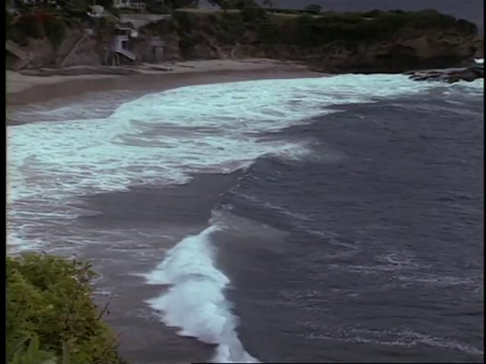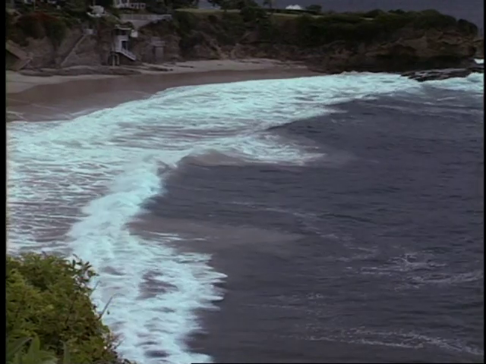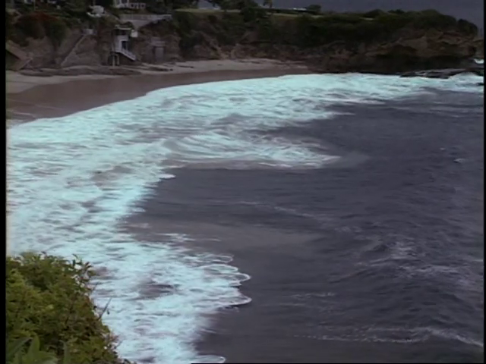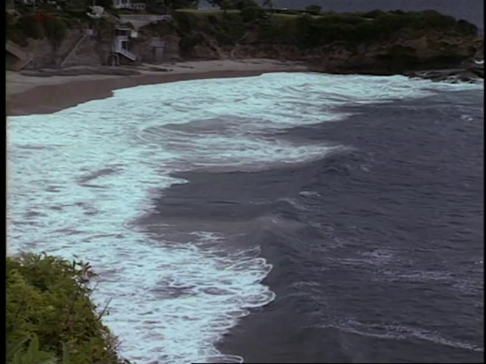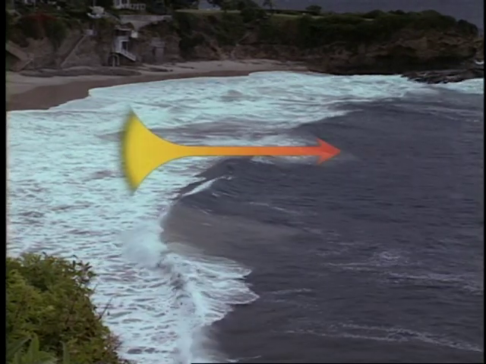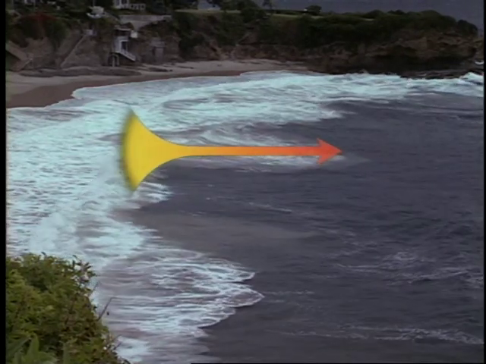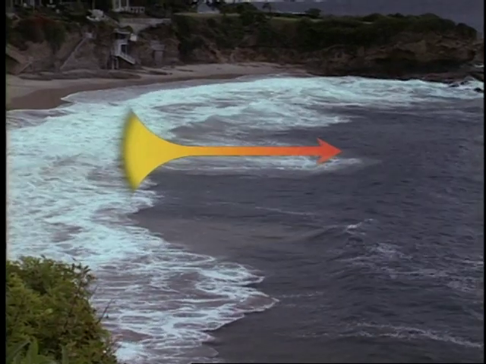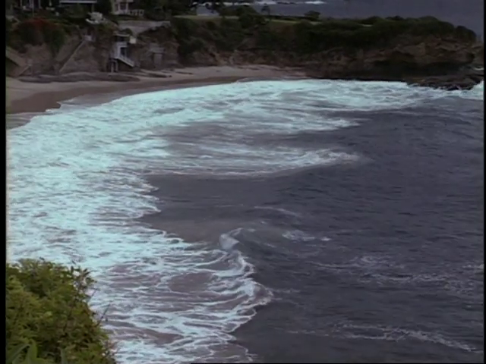Rip currents are caused by waves piling up water between the beach and an offshore bar or reef. The water rushing seaward finds the point of least resistance, often a depression or cut in the bar or reef, and a short-lived but powerful current is created.